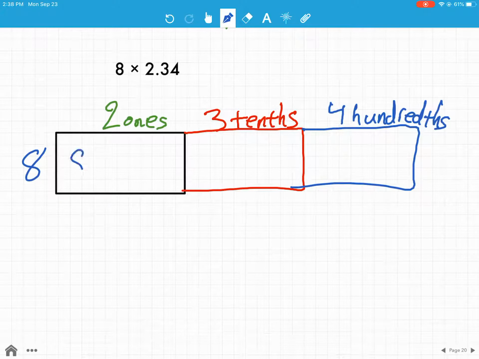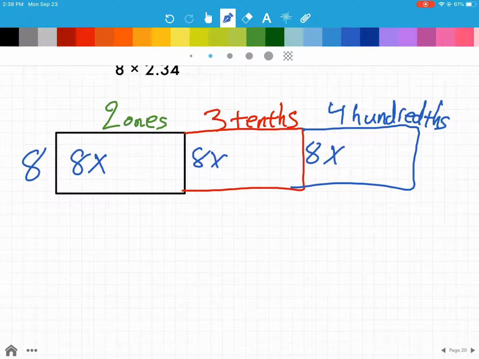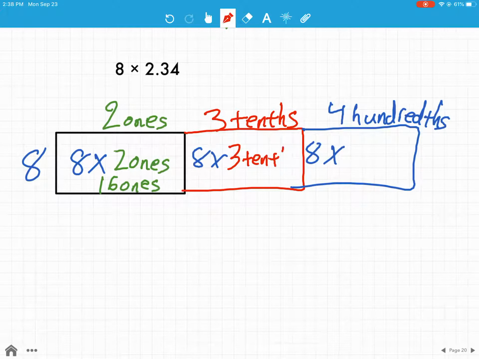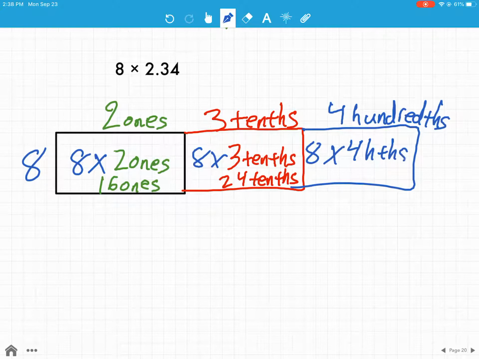All right, so we have 8 on all of these, and they're going to multiply times the 2 ones. That will give me 16 ones. Eight times 3/10 will give me 24/10. And then we have 8 times 4/100ths will give me 32/100ths.